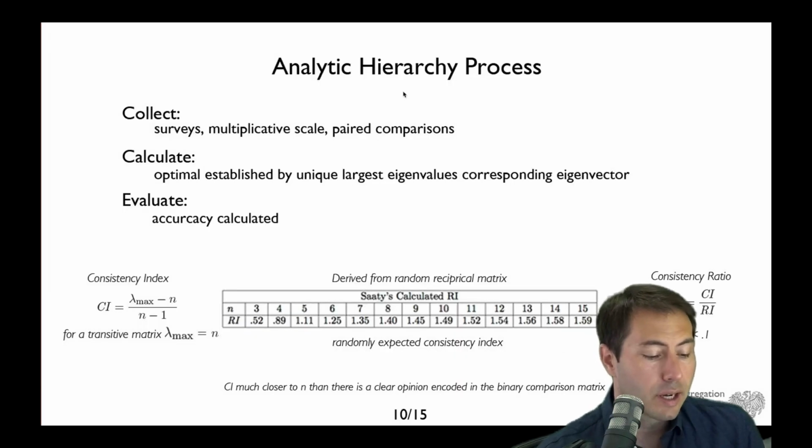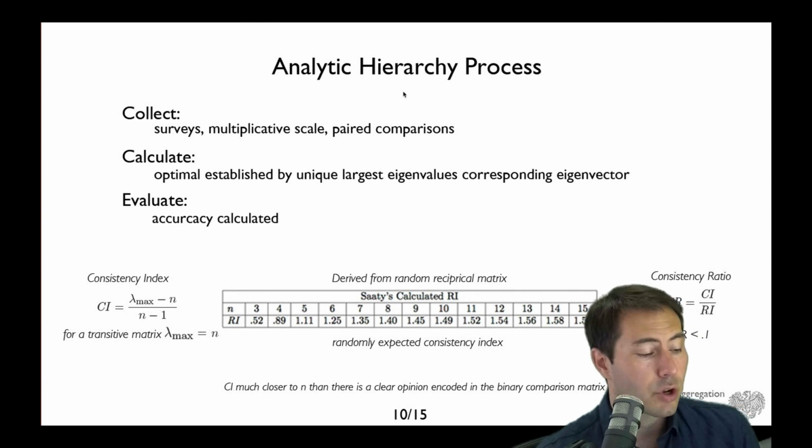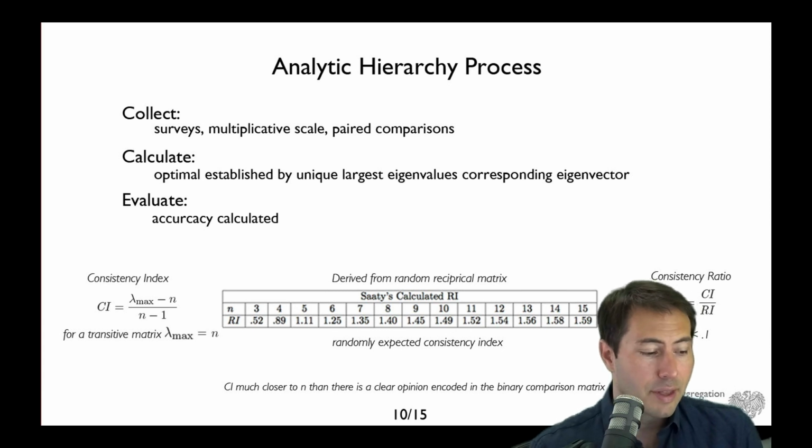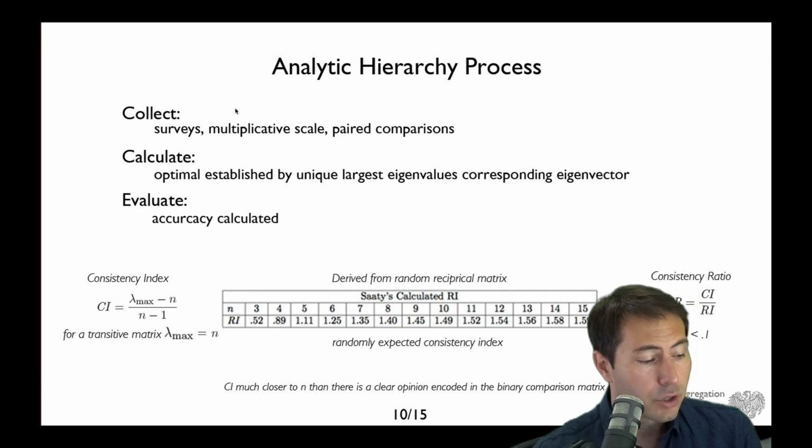So AHP, and I should find the best link for this as well and drop it in the show notes, but the goal really is to collect survey data on some kind of multiplicative scale and then do paired comparisons between elements. So the idea here was that you'd collect data, you'd calculate by establishing the largest eigenvalue for the corresponding eigenvector. This is exactly what we do in PageRank. And then you'll evaluate that accuracy.